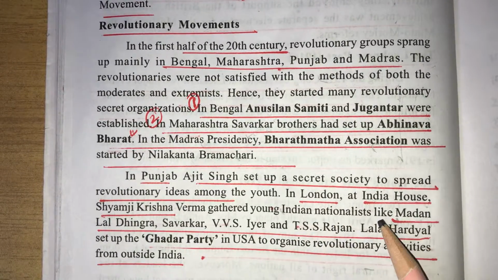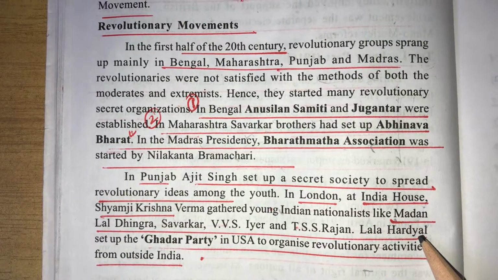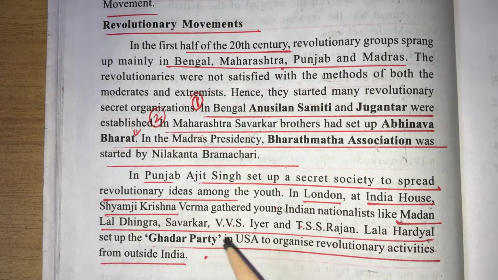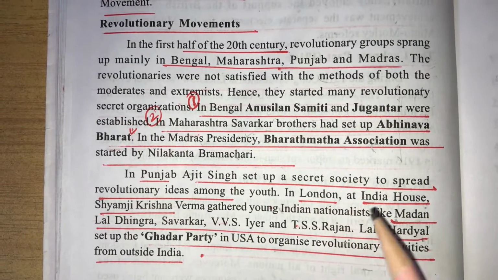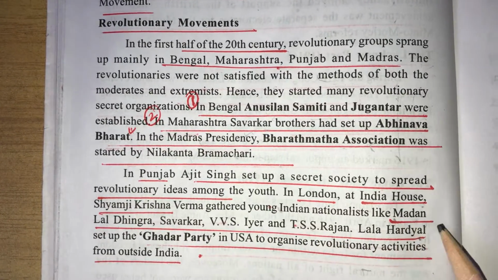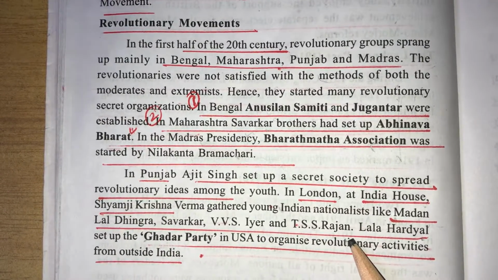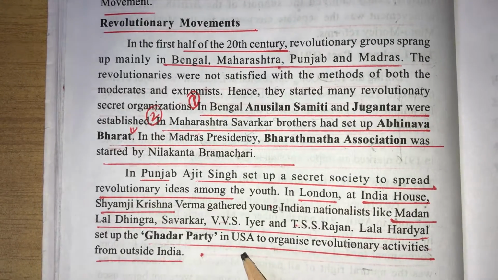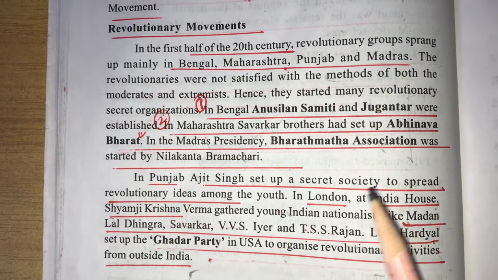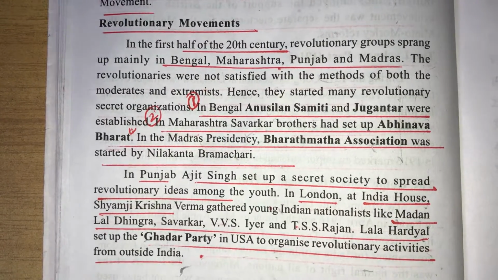At India House in London, Shyamji Krishna Varma gathered young Indian nationalists like Madanlal Dhingra, Savarkar, V.V.S. Iyer and T.S.S. Rajan. Lala Hardayal set up the Ghadar Party in the US to organize revolutionary activities from outside. So these are all the secret organizations and revolutionary movements formed during the Indian national movement.